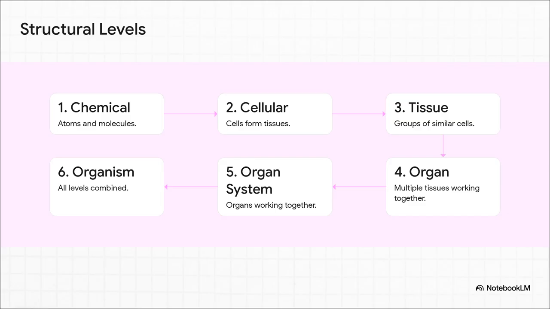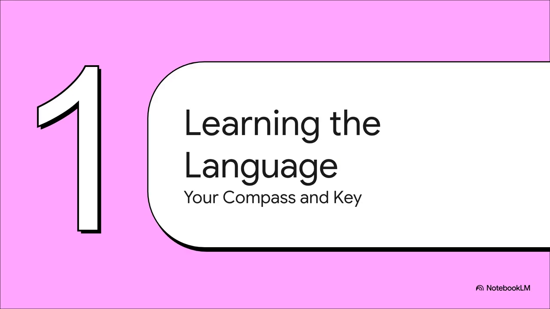We start with the tiniest things, chemicals and atoms. They come together to form cells. Then, groups of cells form tissues, tissues build organs, and organs team up to create systems. And when you put all those levels together, you get a whole organism. You get, well, you.